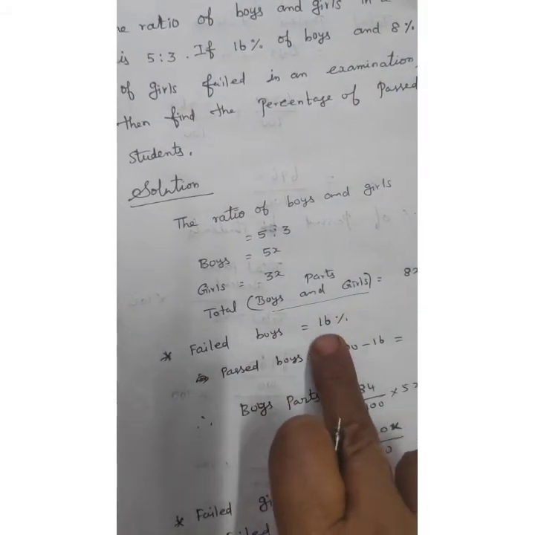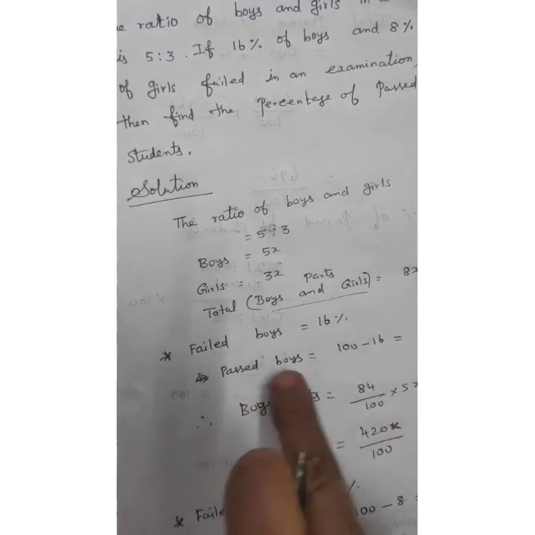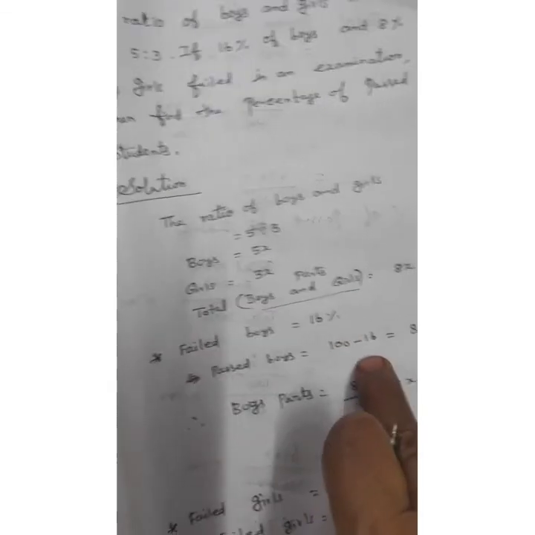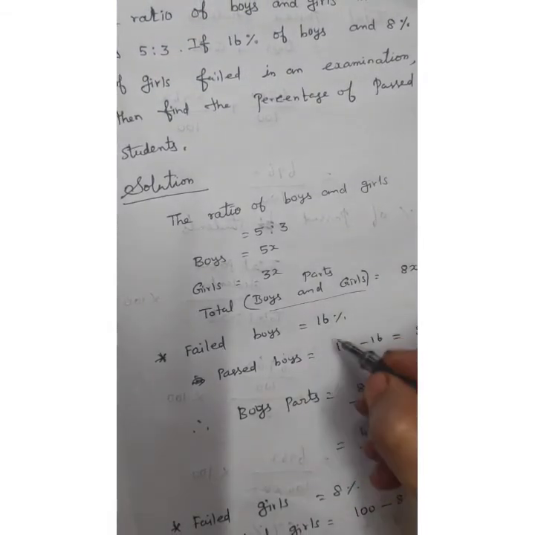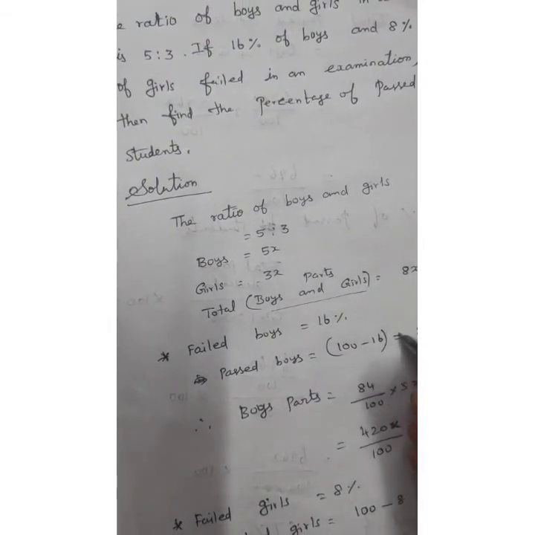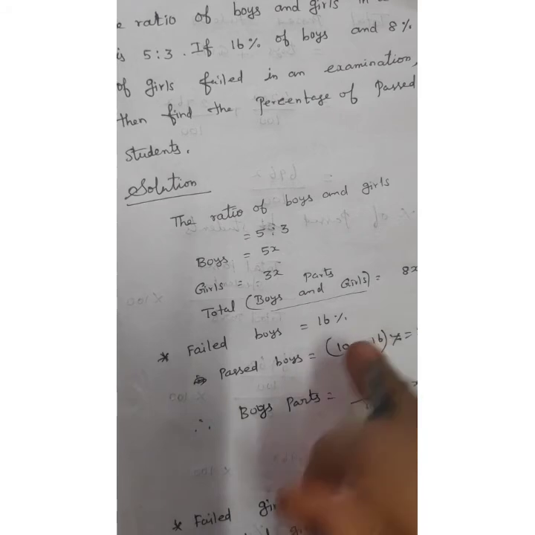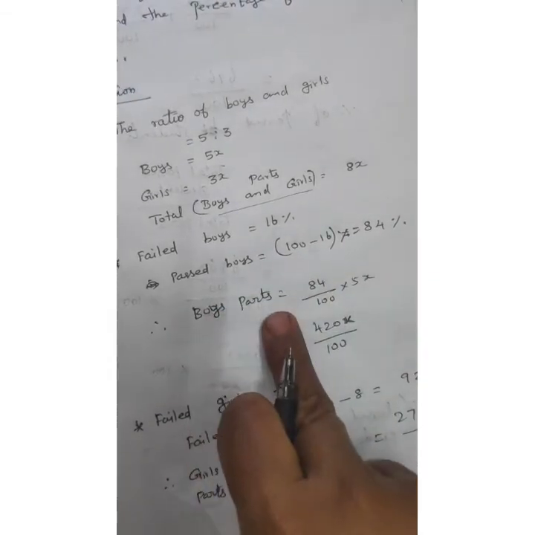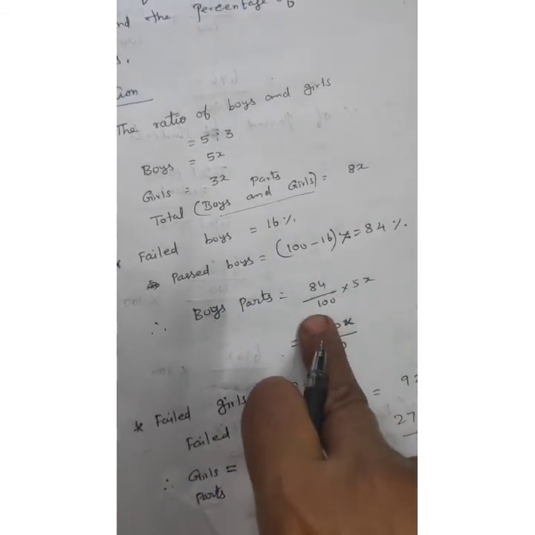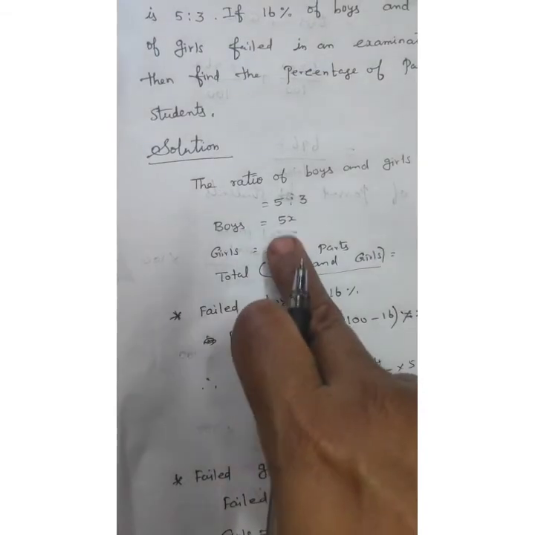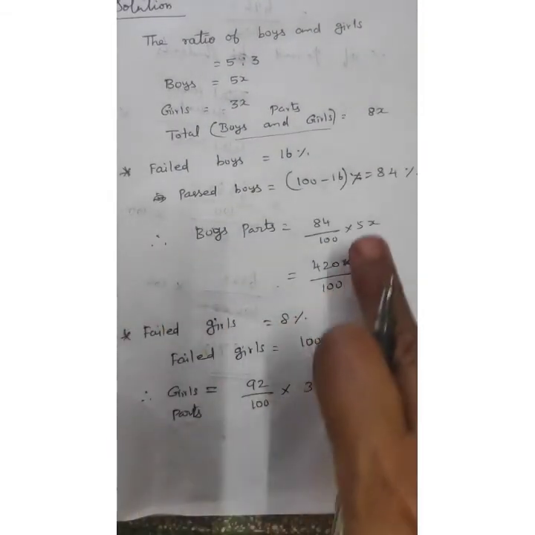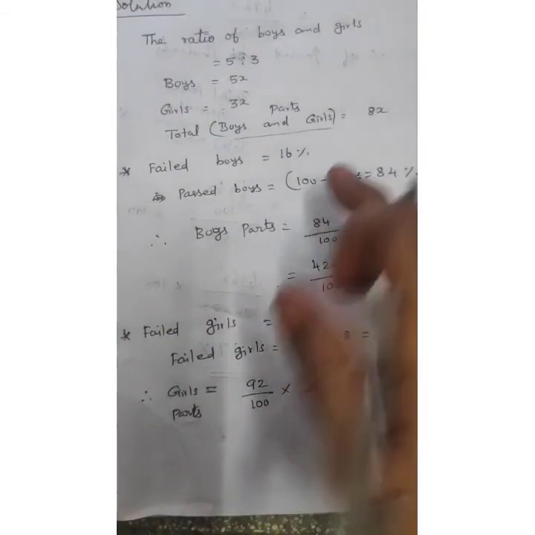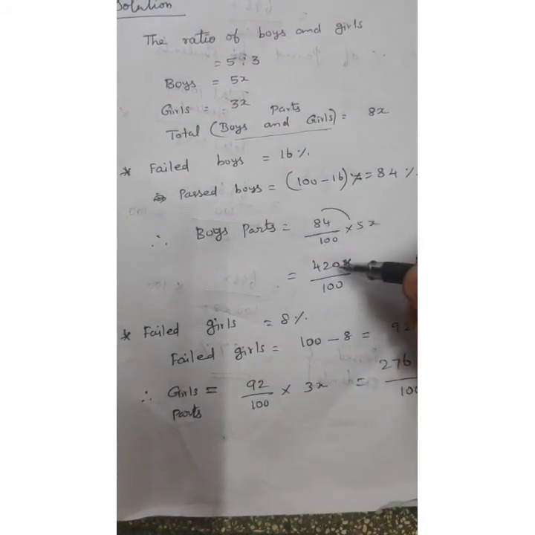So failed boys out of 100%, passed boys equals 100 minus 16 equals 84%. For the percentage you take 100. 100% minus 16% equals 84% of boys passed. Now boys part equals 84 by 100. Boys part equals 5x. So 84 by 100 into 5x. 84 into 5 equals 420x divided by 100.